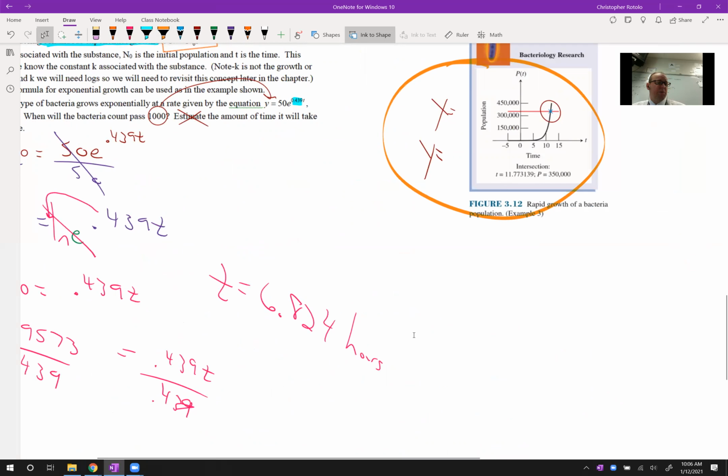If you get stuck on something, remember, if you have any equation that you need to solve, you have one unknown, you can set both sides equal to each other and find the point of intersection on the graph.